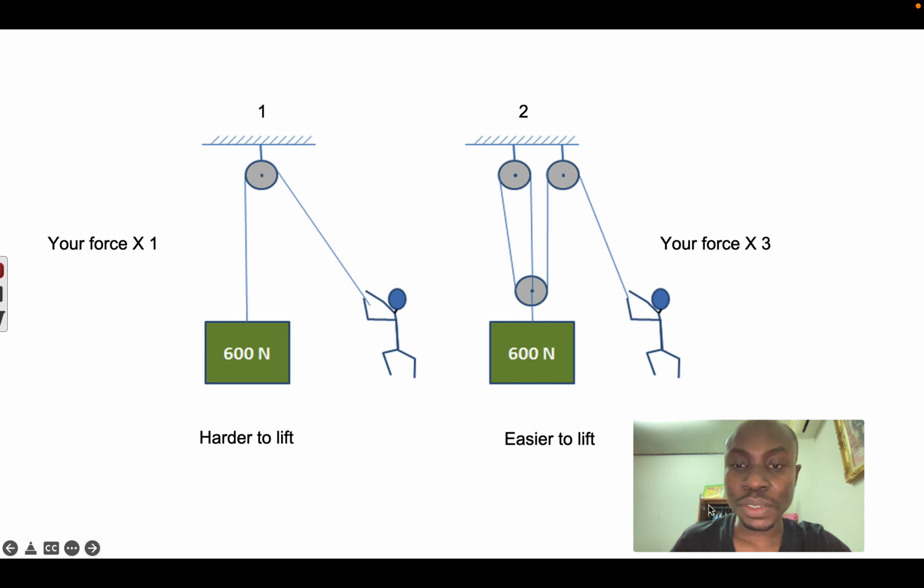So let's start with these two men. They're trying to pull a load which is 600 newtons each. We know that it's going to be very hard to pull with pulley number one, but it will be easier to lift with pulley number two. Why is that? Because pulley number one is going to multiply your force by just 1, but pulley number two will multiply your force by 3. So it's easier to lift. Now these numbers, 3 and 1, are called mechanical advantage. And how do we find that?